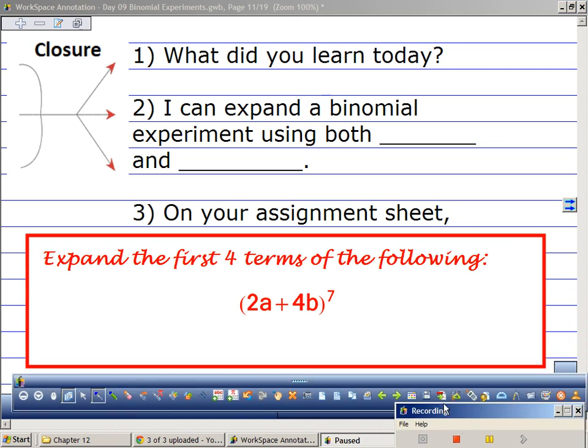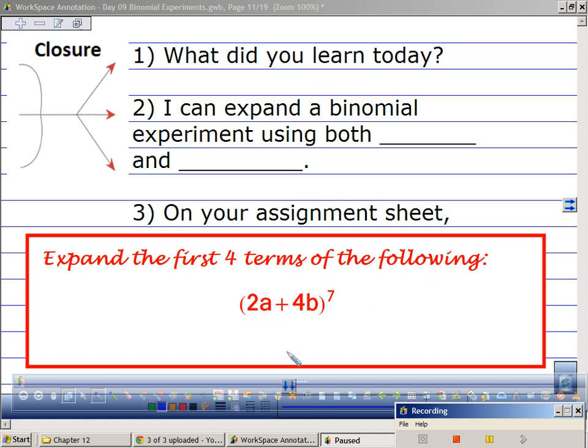Wait, last time we're going to... What did you learn today? Binomial expansion. Okay, so it's binomial experiments, right? But it's with binomial expansion. I can expand a binomial experiment using both what? Pascal's triangle. Or you could use binomial theorem. You guys seeing that binomial theorem also relates now to combinations? They have the same name. The same thing. All right, on your assignment sheet, expand the first 4 terms of the following.